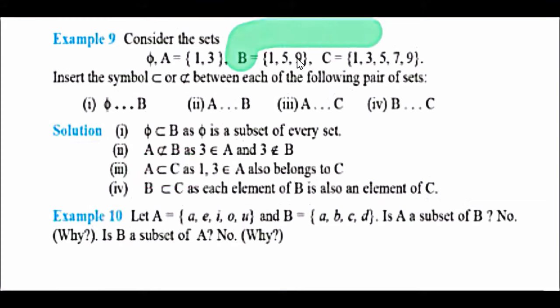Let us take this one: {1, 5, 9}. Can you find 1, 5, 9? Yes, I can find 1, 5, 9. So B is a subset of C. In this case, A is {a, e, i, o, u} and B is {a, b, c, d}. Because I cannot find e here, A is not a subset of B. And in the reverse case, I cannot find b here, so B is not a subset of A either.